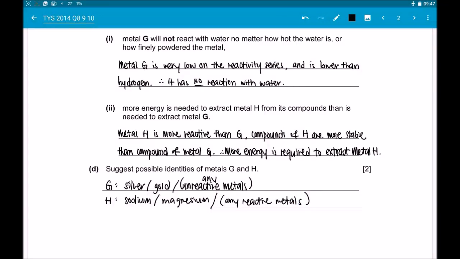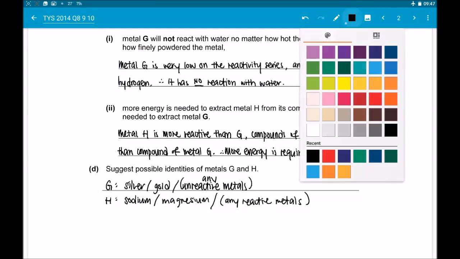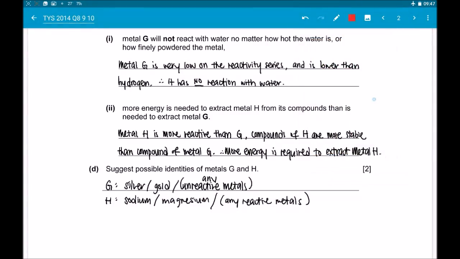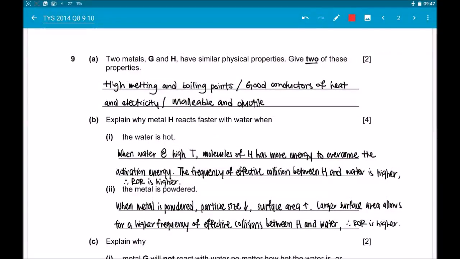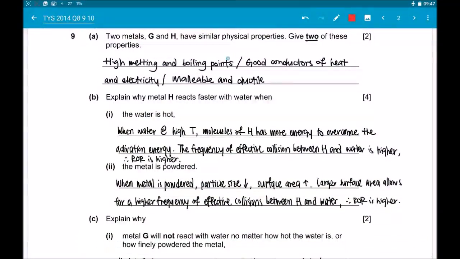Okay, so let us now look at the marks allocation for question 9. For question 9 part A, 2 marks are being allocated for the 2 physical properties. So as long as you give any of the 2 physical properties, you'll get the 2 marks.